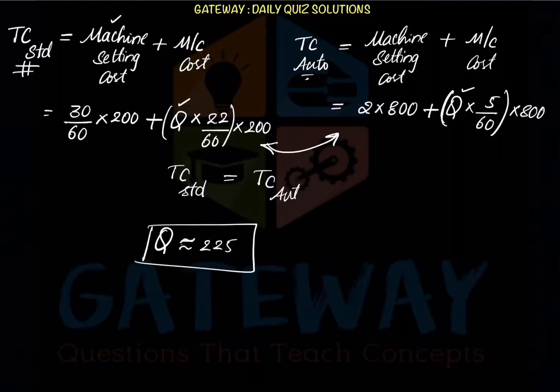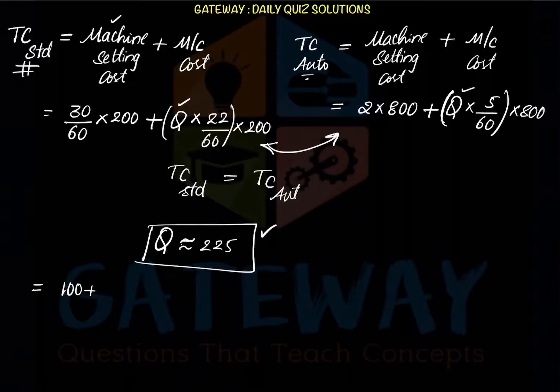So at producing 225 components, we are getting an economical condition on the automatic machine tool. After 225 components, we'll check how it will be. Suppose we got 225, now we'll check for 230 components. For 230 components, what will be the cost involved? 30 upon 60, half into 200 is 100, plus Q, which we assumed as 230. So 230 into 22 upon 60, that into 200 per hour.